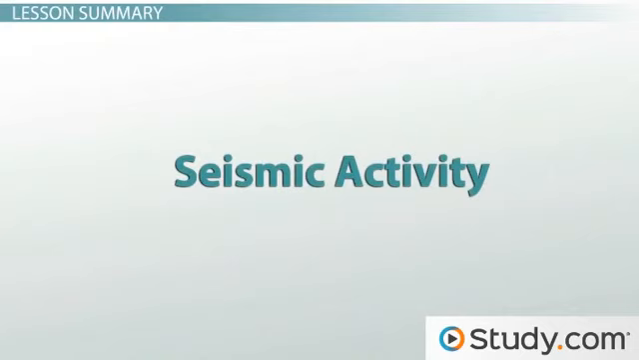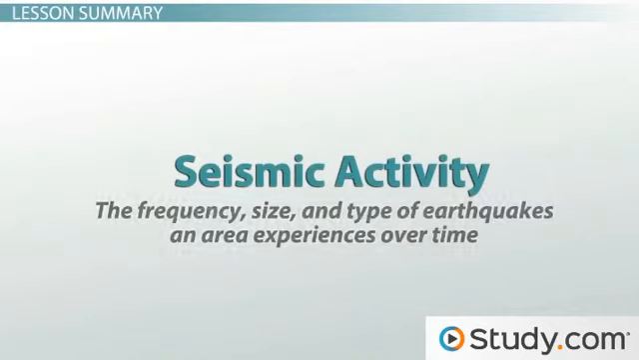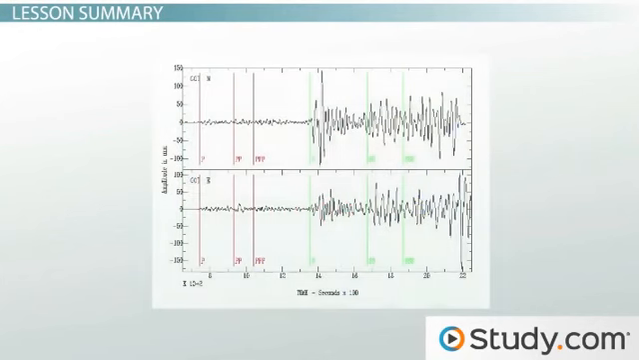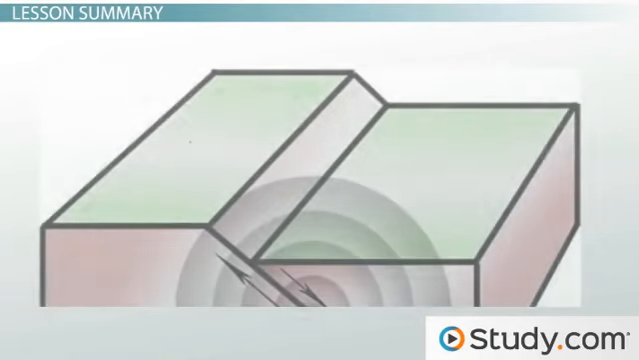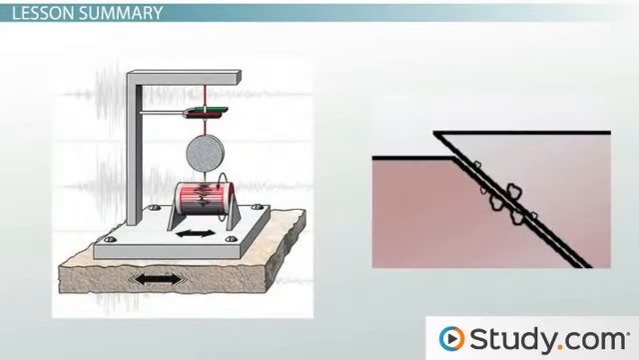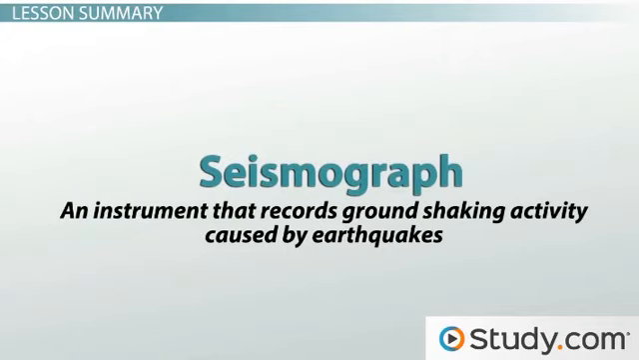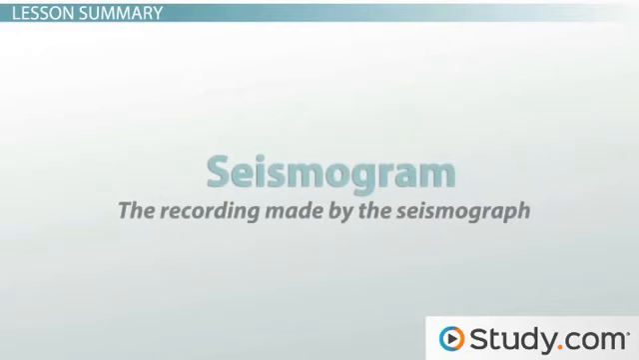Seismic activity is what scientists use to study earthquakes and identify their origin. This is the frequency, size, and type of earthquakes an area experiences over time. By studying when, where, and how strong earthquakes were in the past, we may be better able to understand future ones. Though earthquakes can't be predicted, they can be measured as they are occurring. Earthquakes come from rock breaking deep underground, so an instrument called a seismograph is used to measure the ground shaking produced. The recording made by the seismograph is called a seismogram.